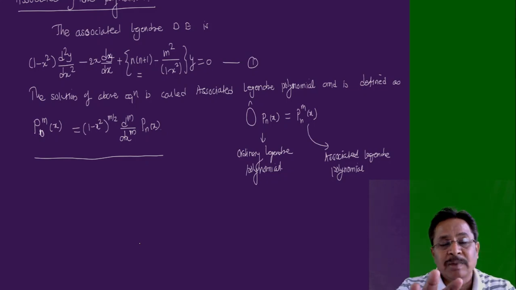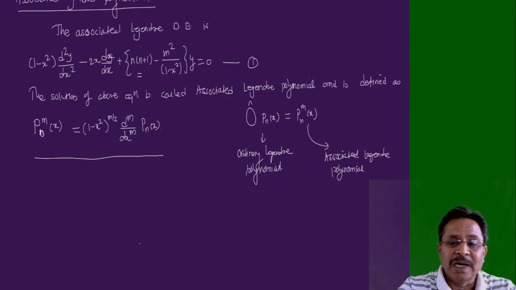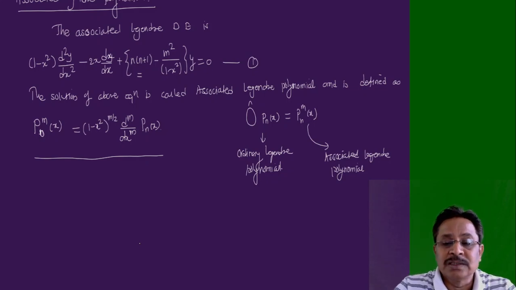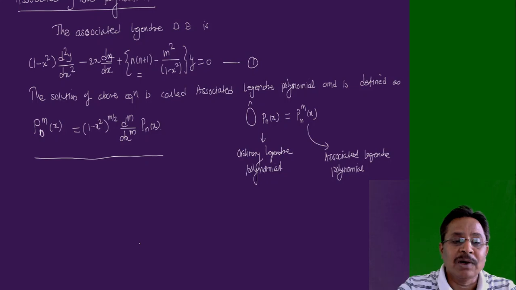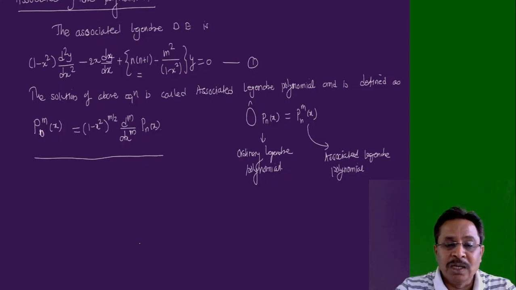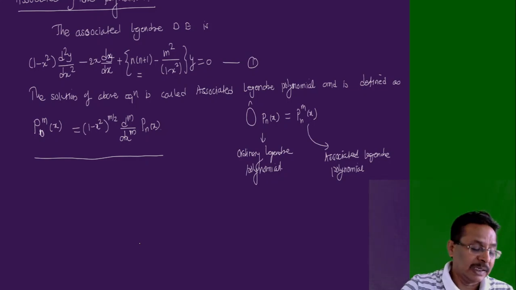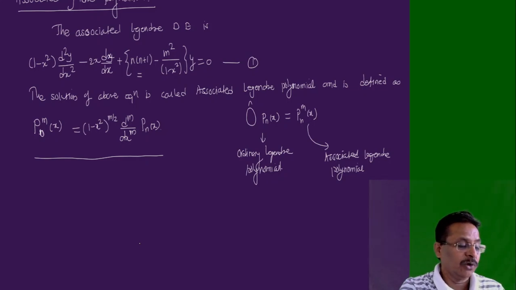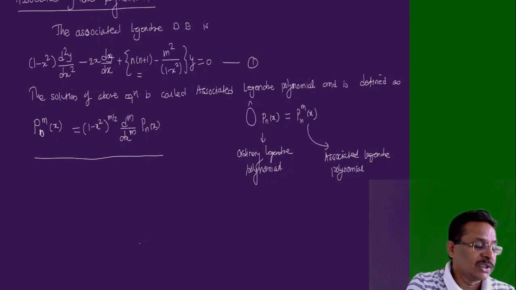Getting this solution by the series solution method is a different thing, which we are not doing here. We are just noting that if I know Pn of x, I can find out Pnm of x. From the ordinary Legendre polynomials, we obtain the associated Legendre polynomials by operating this operator: (1 minus x squared) raised to m by 2, and d raised to m upon dx raised to m. Operating this, I can get the particular associated Legendre polynomial. So this is how this one is to be understood.